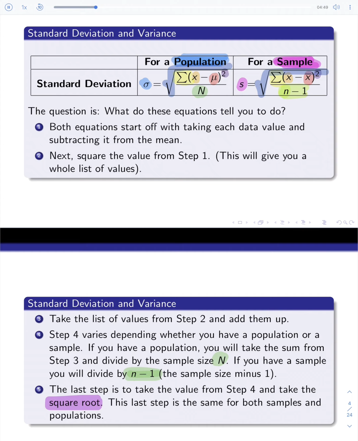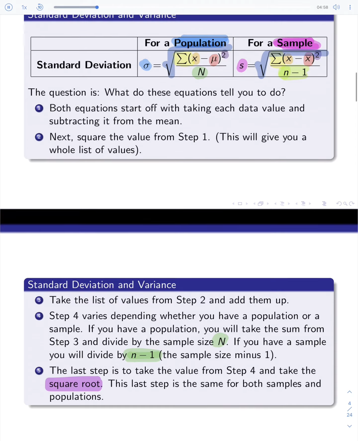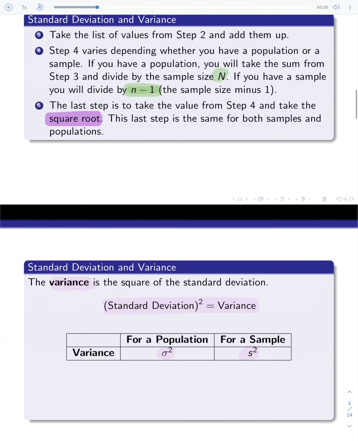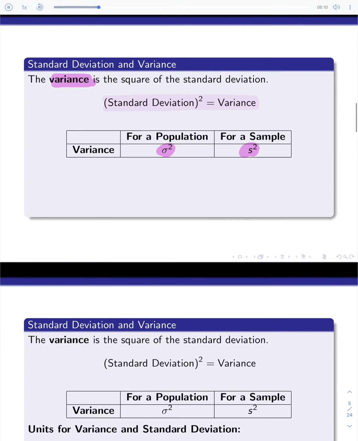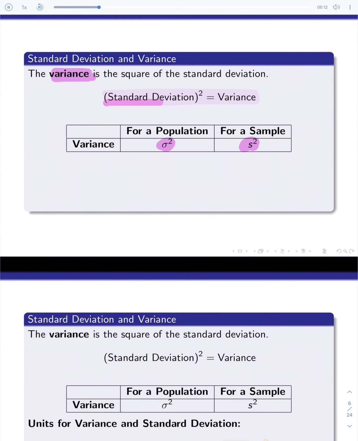Whatever your final answer is, it will be after you take that square root. However, if you're asked to find the variance, don't take the square root, or you're going to have to take your standard deviation and square it. Variance, whether it's population or sample, just means that you're taking your standard deviation and leaving it as squared. So always to find your variance, you're going to take your standard deviation and square it.